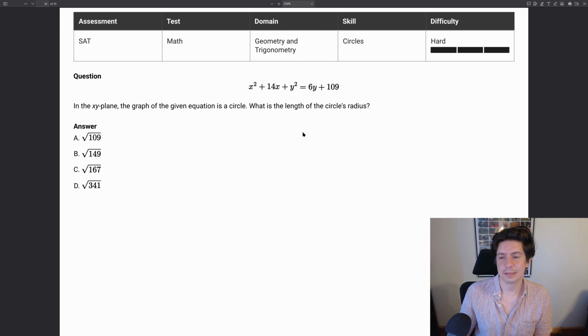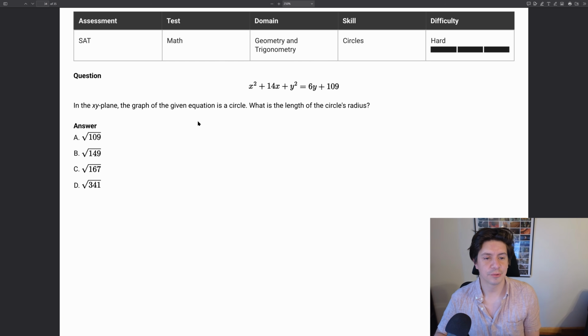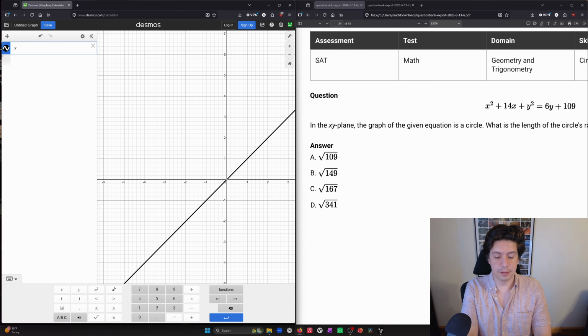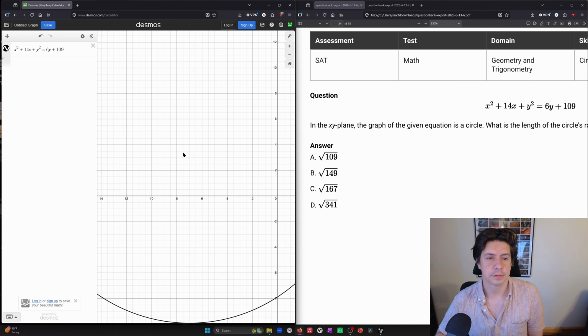All right, I think this is going to be another Desmos one. In the xy plane, the graph of the given equation is a circle. What is the length of the circle's radius? Okay, these are ugly numbers, but let's see what we can do. So we're going to have x squared plus 14x plus y squared equals 6y plus 109.